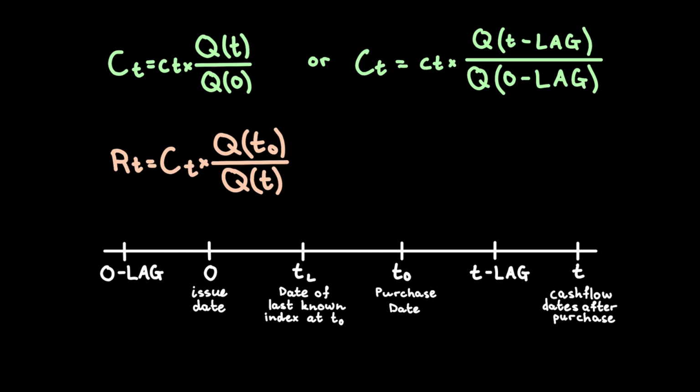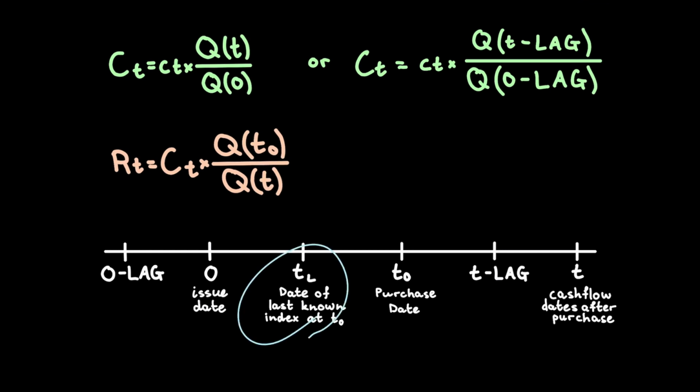You might not purchase it at the issue date because you might purchase it on a secondary market, and therefore your purchase date would be T0, which would be a later date than the issue date. But if you do purchase it at the initial issue date, then T0 and 0 is the exact same thing.